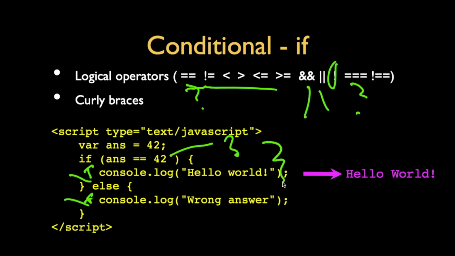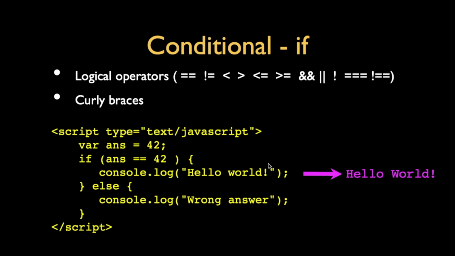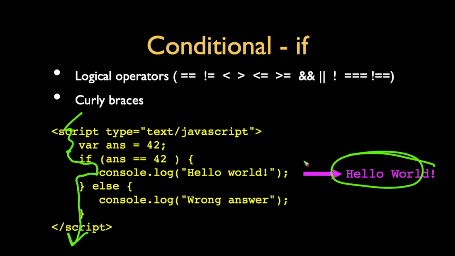So when this code runs, it comes in, answer is 42, so answer equals 42 is true, it runs console log hello world, then skips the else clause and is all done. So the output of this is indeed hello world.